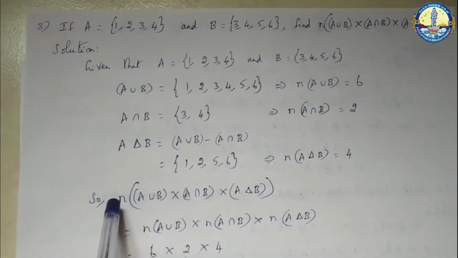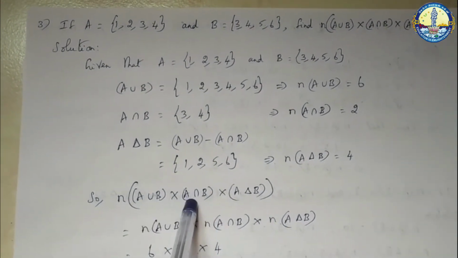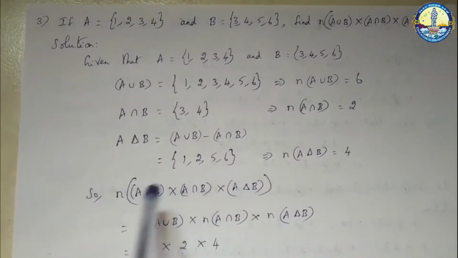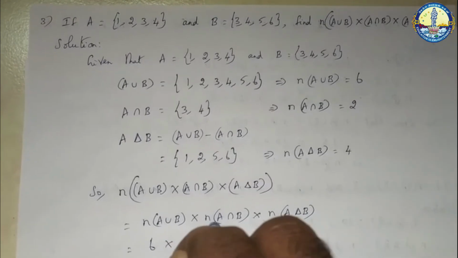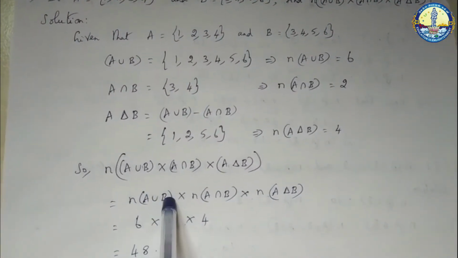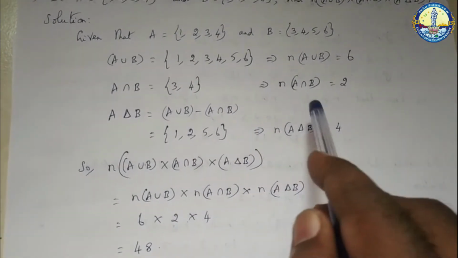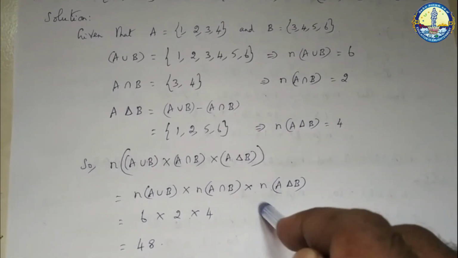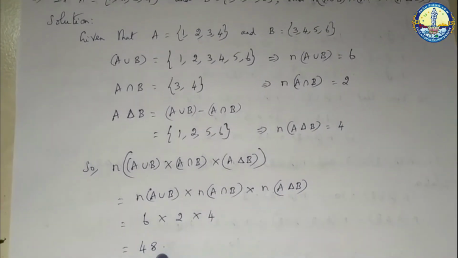Now we have to find n of A union B times n of A intersection B times n of A triangle B. This can be written by the property as n of A union B times n of A intersection B times n of A triangle B. We already found that n of A union B equals 6, n of A intersection B equals 2, and n of A triangle B equals 4. So 6 times 2 times 4 equals 48.